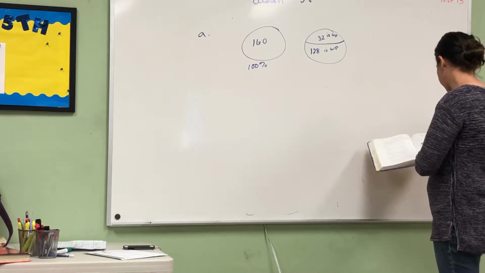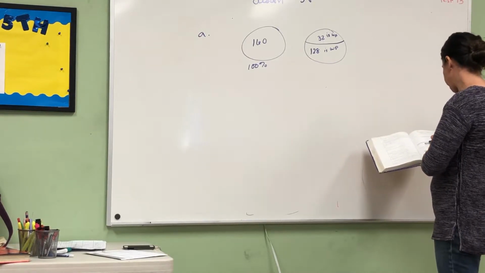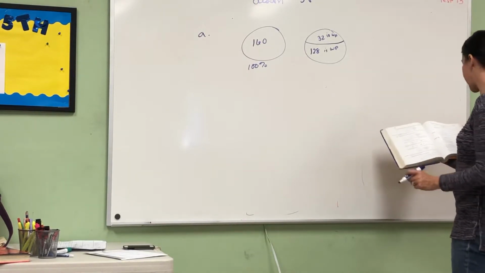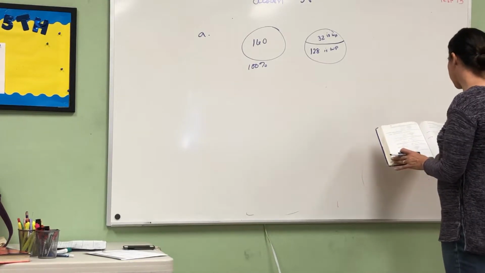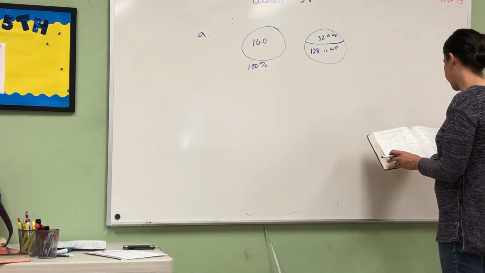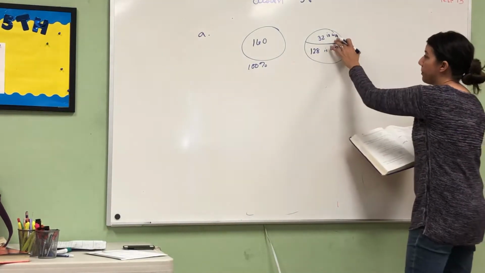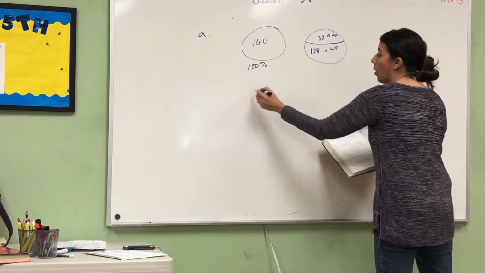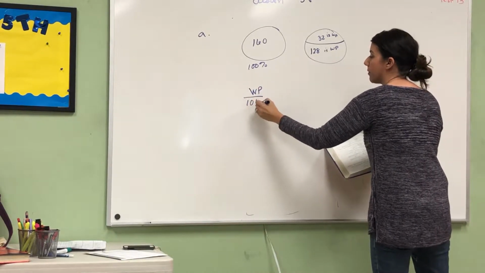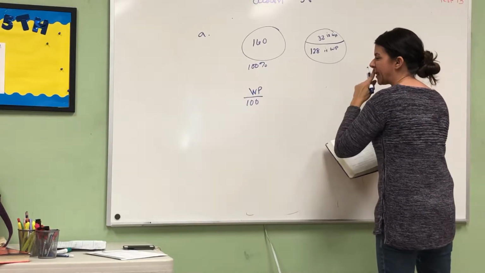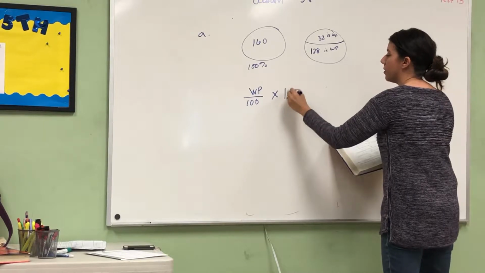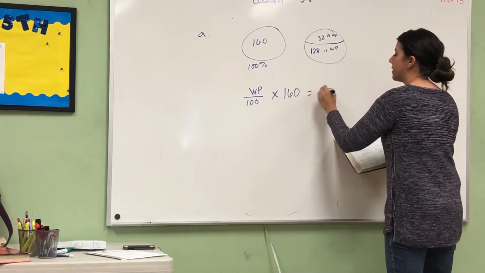So we have, what are they asking us? What percent of the original number remains? So 32 remain, so what percent, we have what percent over 100, of means multiply, the original number, 160, is 32.